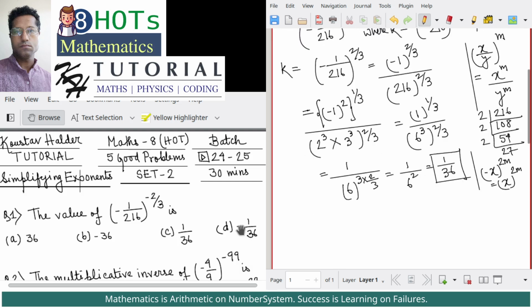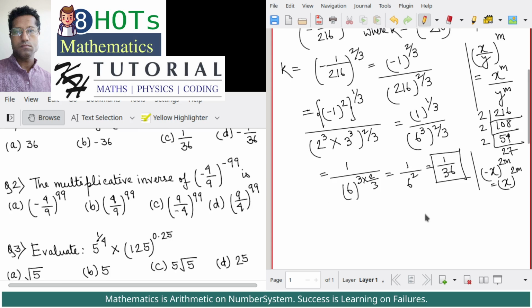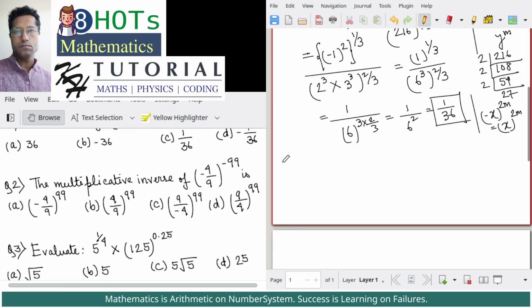Okay, let's see problem number 2. It is asking the multiplicative inverse of (-4/9) whole raised to the power -99. As you can see, all the choices are also in the exponential form. So we have to correctly apply the concept of multiplicative inverse.